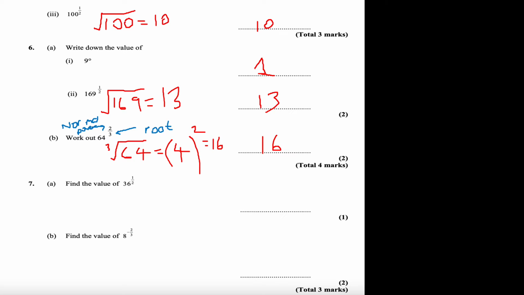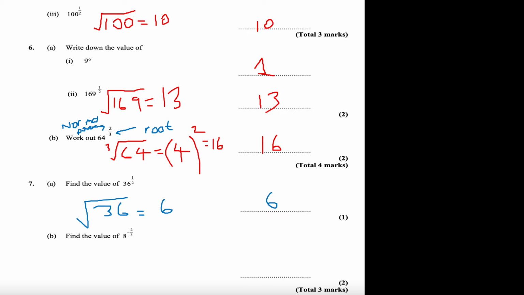Question number 7a. Write down the value of 36 to the power of a half. So it's the square root of 36, which we should know to be equal to 6, guys. Okay, so the answer is going to be equal to 6.